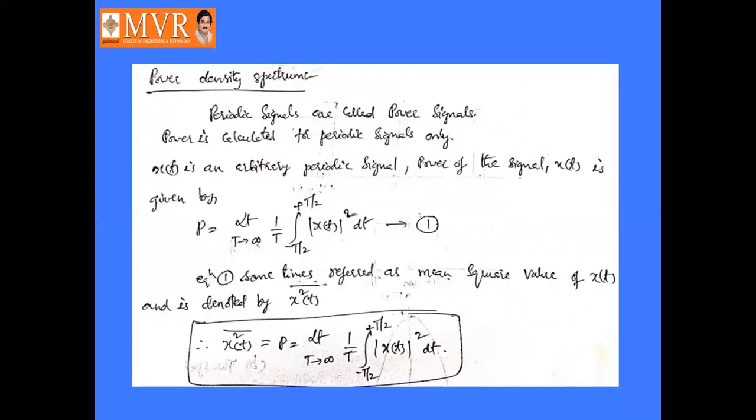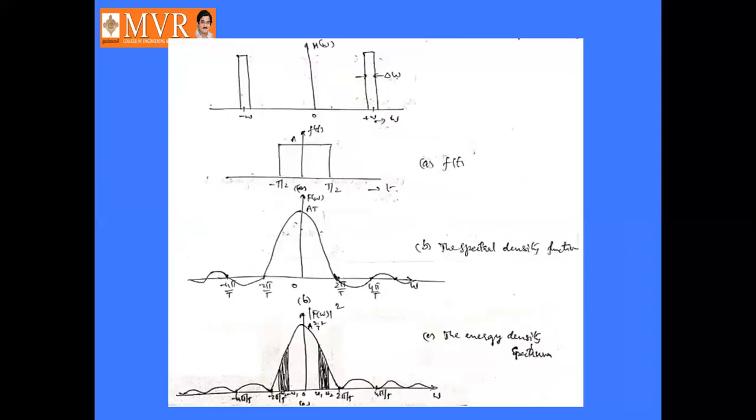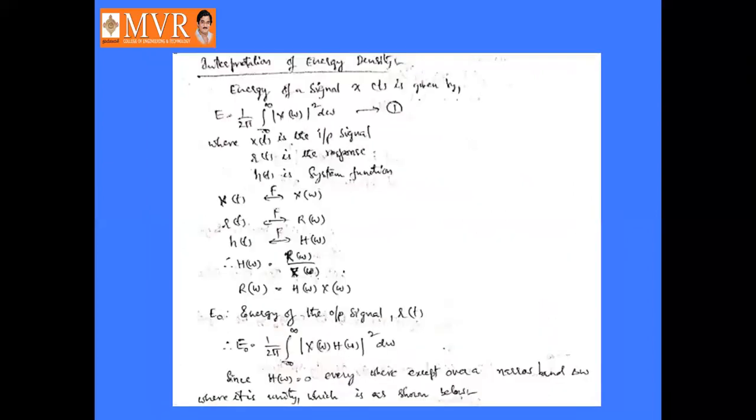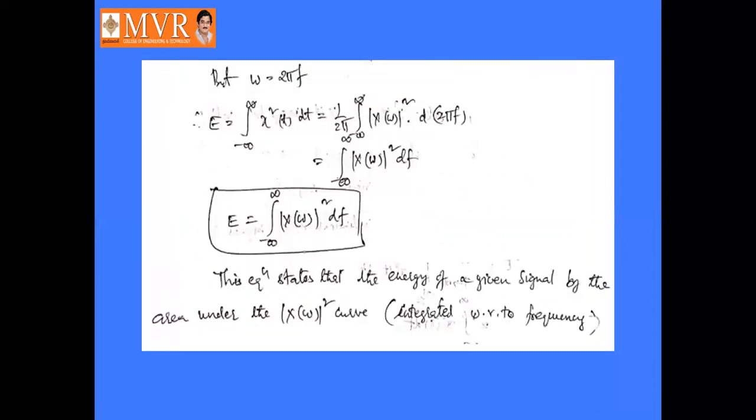So these are all the topics we discussed in today's class. What is correlation? What is cross correlation? What is autocorrelation? What is the relation between correlation and convolution? Next, the energy density spectrum. So these we discussed in today's class.